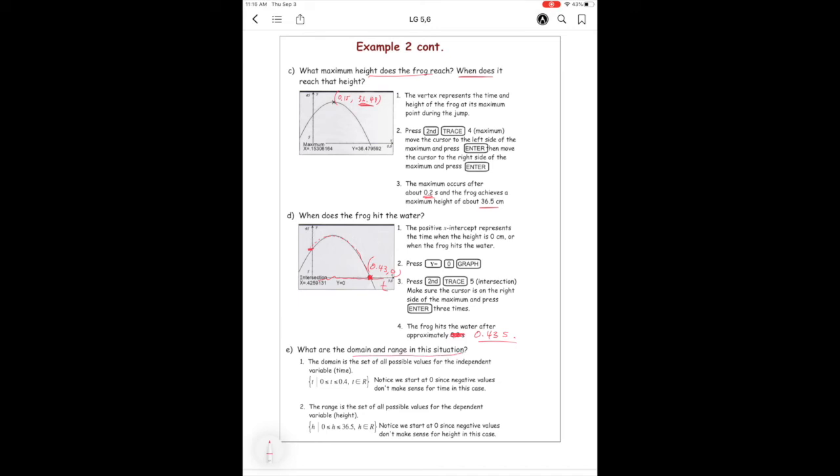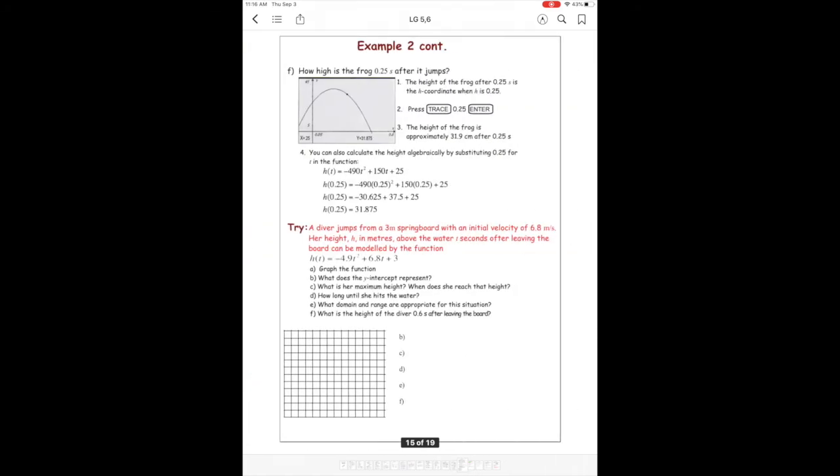Okay, what are the domain and the range of the situation? Now this is important. You don't say D is x ∈ R, because that would mean the frog can be in the air for infinity amount of time. So no. You now look at the frog starts at 0 and it goes to 0.43 seconds. So that's your domain. And then you take your vertex, it starts at 0 and it goes up to that 36.5. So that's your range.